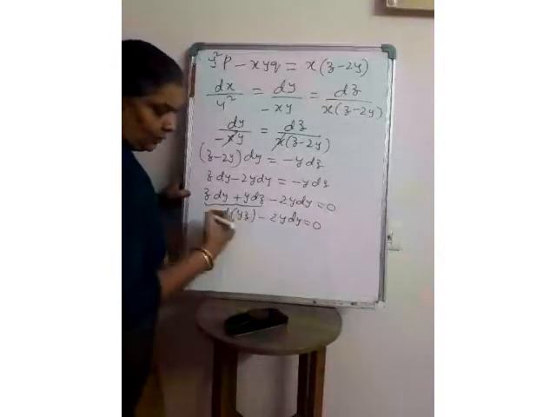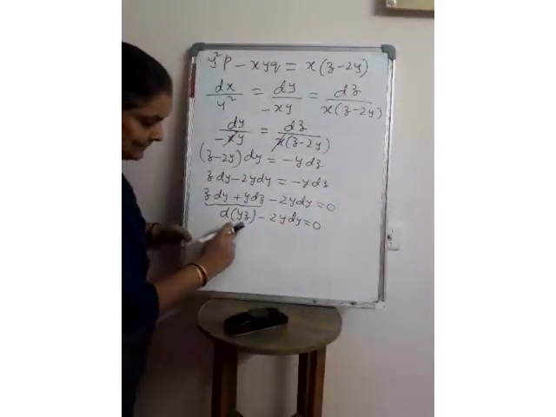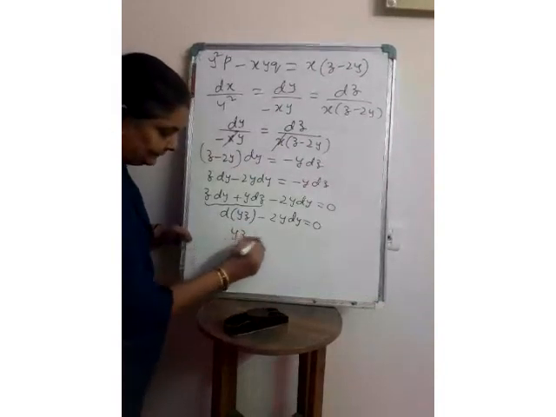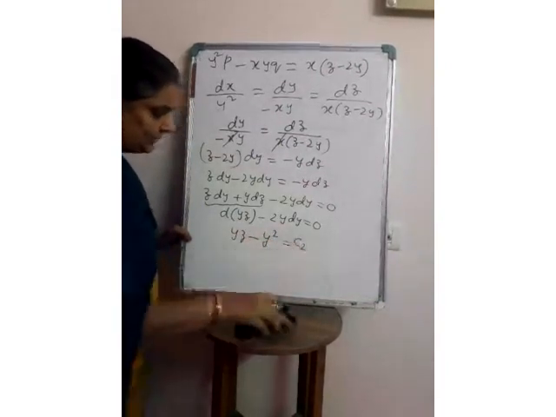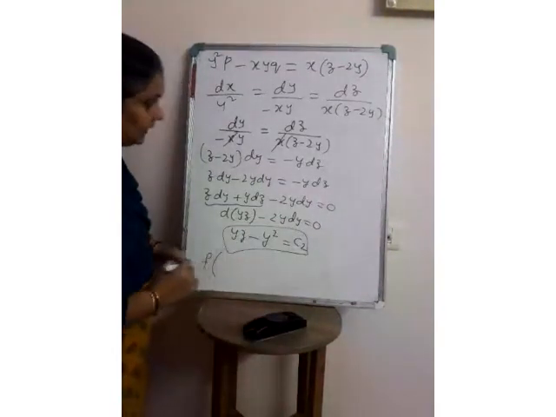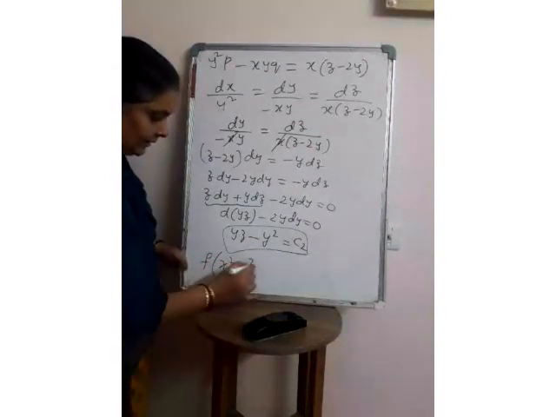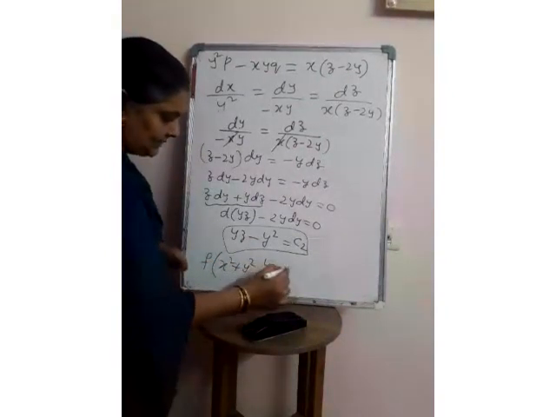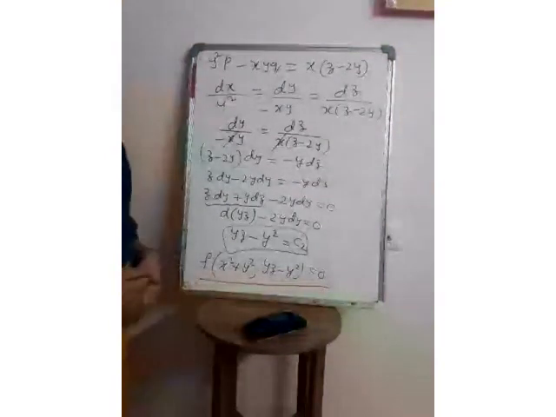Now we'll integrate it. Since this is a total derivative, integral and derivative get cancelled. You are left over with yz. The integral of 2y dy is y square, is equal to c2. This is the second solution. How do we write the complete solution now? F of, the first solution is x square plus y square, the second solution is yz minus y square is equal to 0. I hope everyone followed this problem.